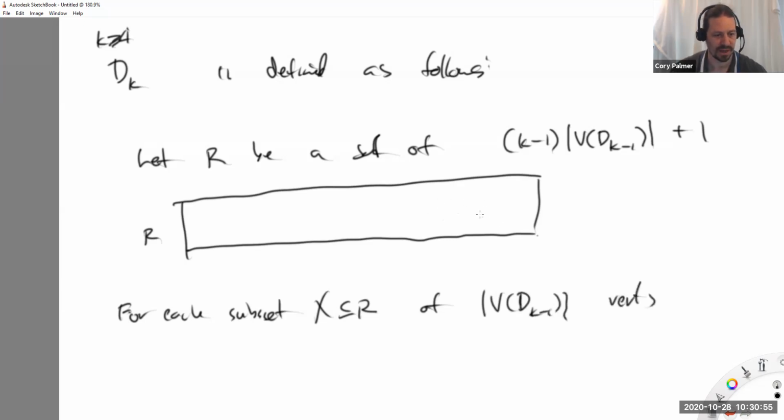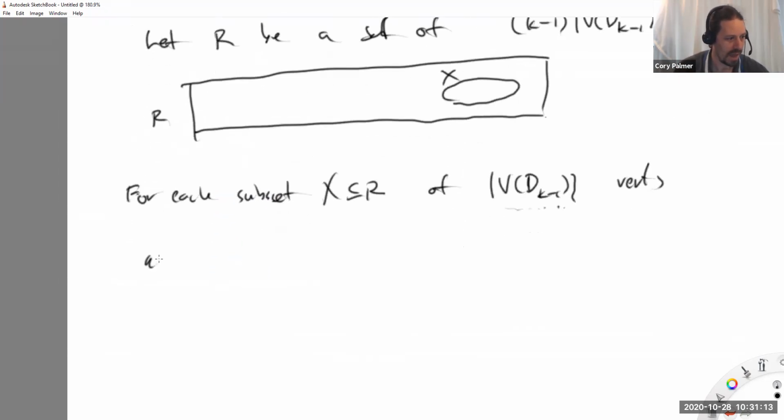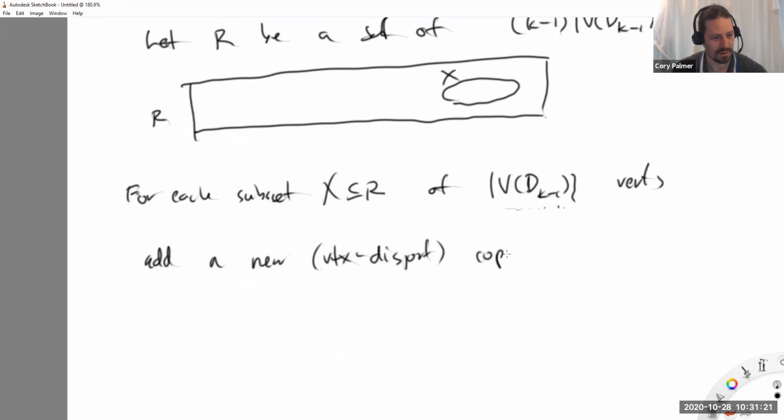I'm going to have to draw this picture again in a second, but I grab a set X there, and how many vertices do I want to take at a time? As many vertices as are in the previously constructed D_{k-1} graph. For each of those, I'm going to add a new vertex-disjoint copy of D_{k-1}. So for each subset of the set of vertices, I'm introducing a new copy of D_{k-1}. So this graph's going to be immense, right?